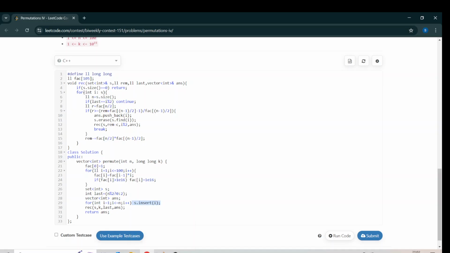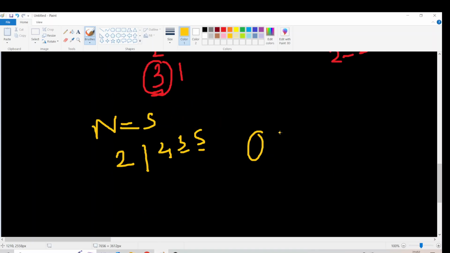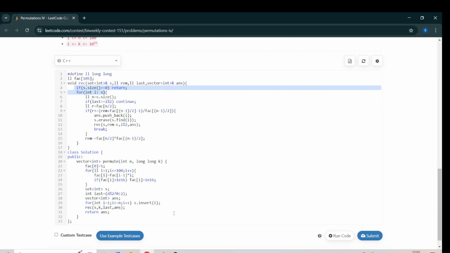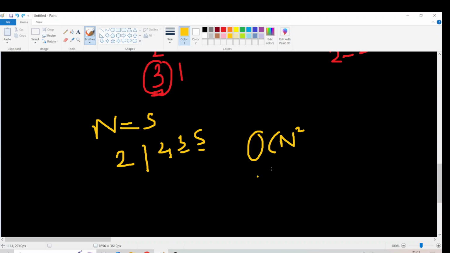The overall time complexity is order of n here and order of n here. I think order of n, and we are iterating recursion of n steps. So the overall time complexity will be n square. Overall time complexity is order of n square, which is definitely possible. And n square into, and we are removing some element from the set, so we can say that this is n square log n. Okay.